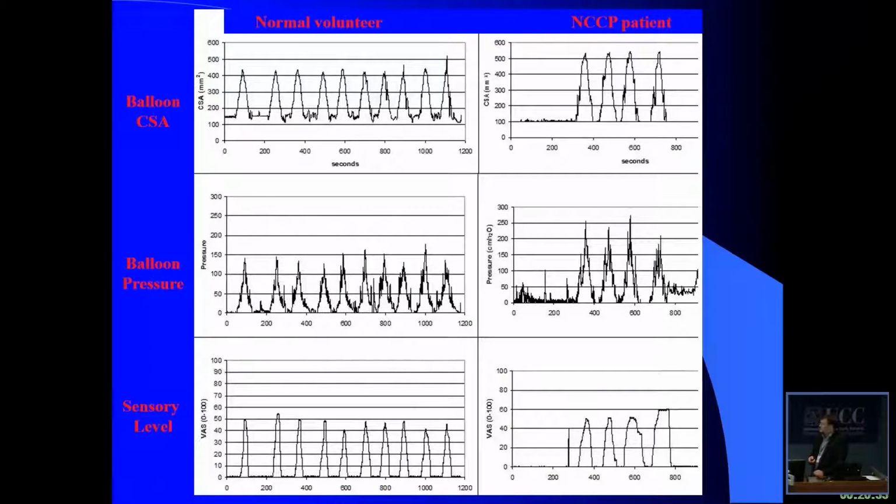This is from a study done in our laboratory when I worked in Aalborg in Denmark, where we did repeated distensions in a group of normal volunteers. That's an example here. This is, again, the cross-sectional area, so we would do 10 distensions to the same level. This is the pressure inside the bag, and this is the sensory level. A normal person can easily take 10 distensions up to the pain threshold, which would be 50 on this scale here.